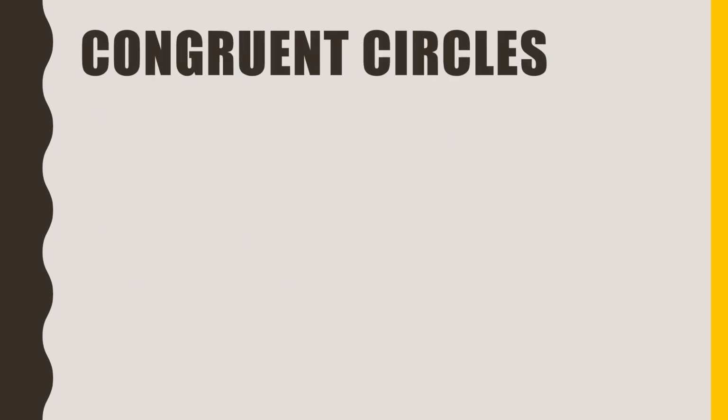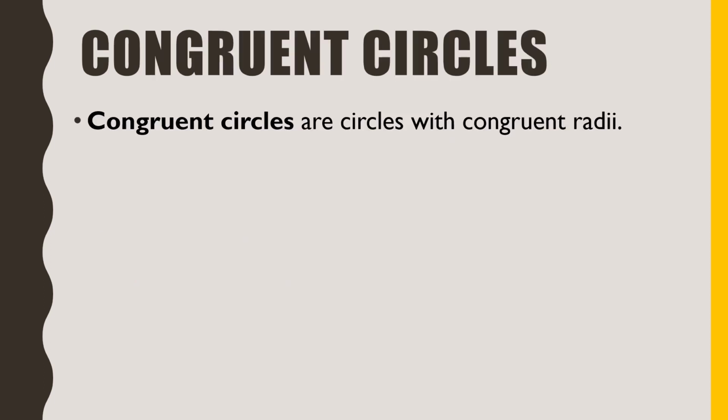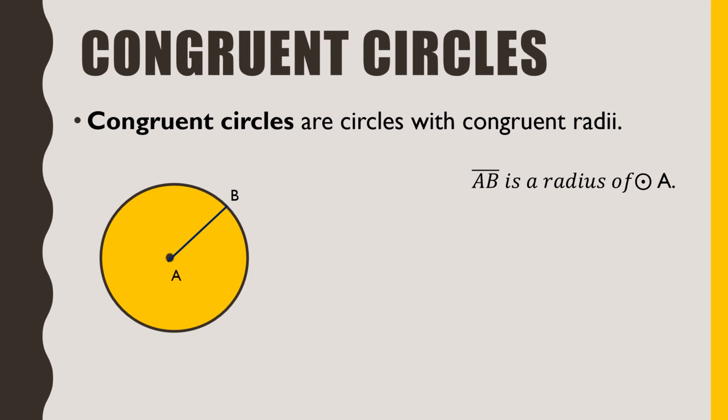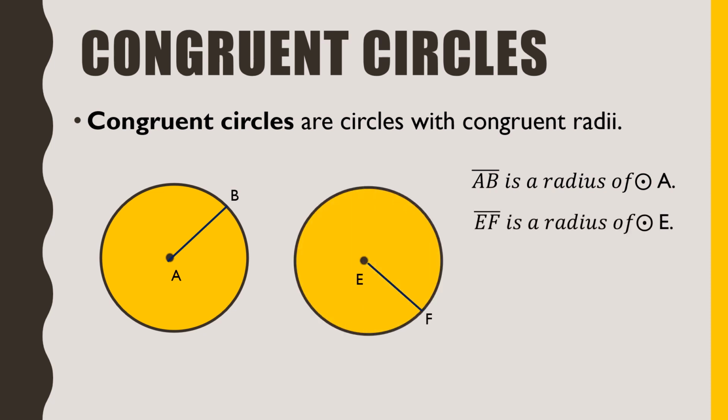Let us begin by defining congruent circles. Congruent circles are circles with congruent radii. For example, line segment AB is a radius of circle A. Line segment EF is a radius of circle E. If line segment AB is congruent to line segment EF, then circle A is congruent to circle E.